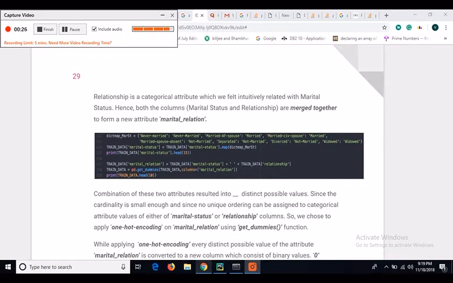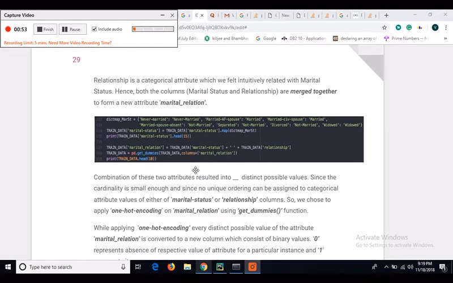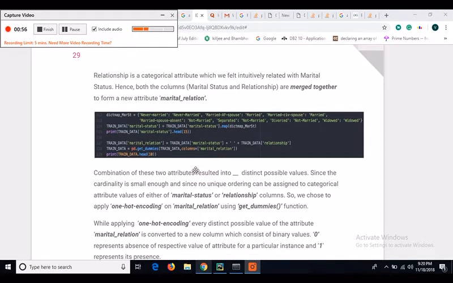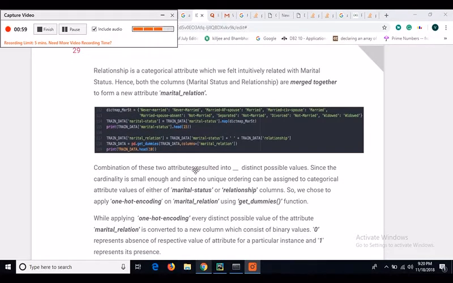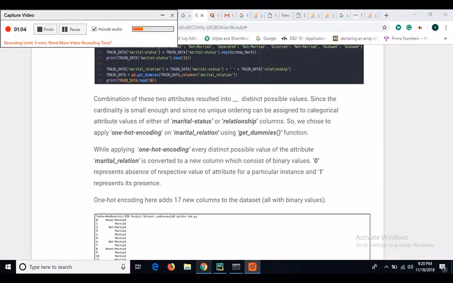After this, we have merged the marital status and relationship because they combined can better determine the class attribute. We merged them using this function in Python, and after that we used one-hot encoding on the combined column, whose name is marital relation. After combining them, we use pd.get_dummies to apply one-hot encoding, and after applying it, each attribute will be converted to a new column as explained earlier in the presentation.